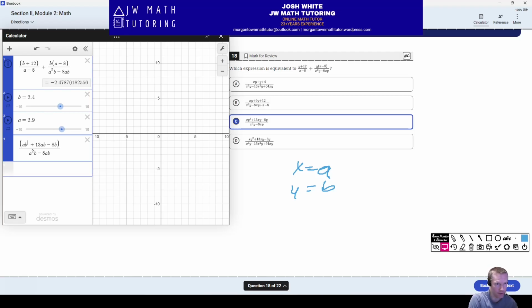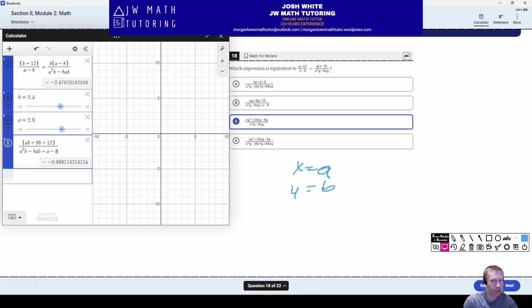For example, if you tried letter B, where you have AB and then plus 9B plus 12, and on the bottom, you have a squared b minus 8ab plus a minus 8. Okay, you can see here you get a number which does not match the same value we get up here. Therefore, those two expressions are not equivalent, not equal to each other. So this is how you could do it in Desmos.